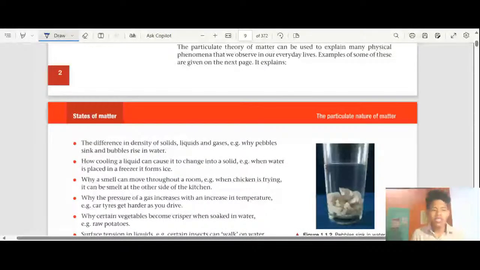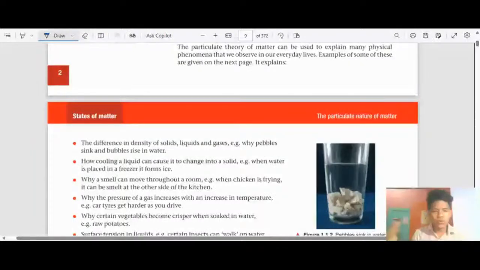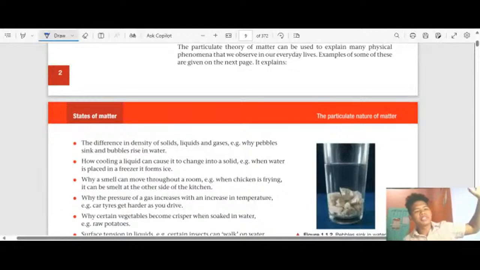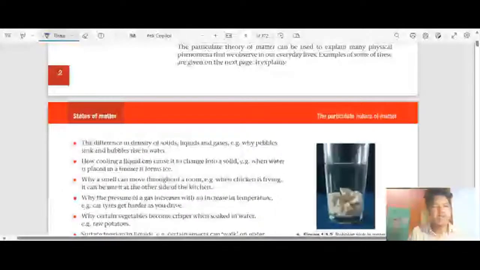And thirdly, why a smell can move. Example: when chicken is frying, it can be smelled at the other side of the kitchen. That is a great example of diffusion, meaning moving from a region of higher density to a region of lower density. That's diffusion in its full form. So let's continue the class.